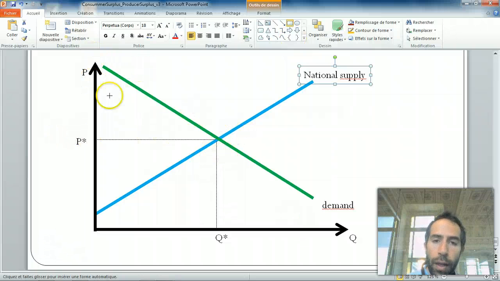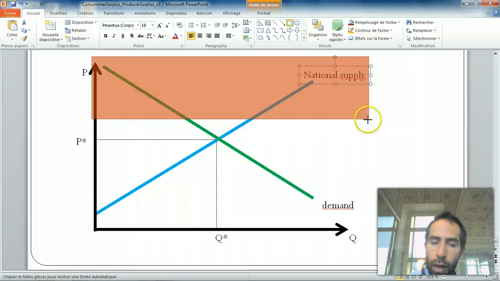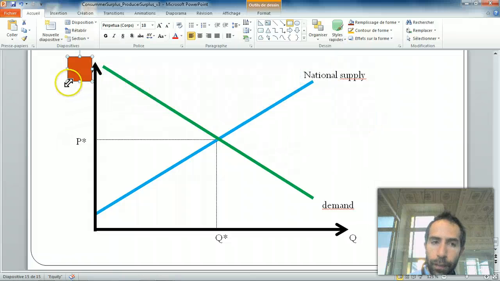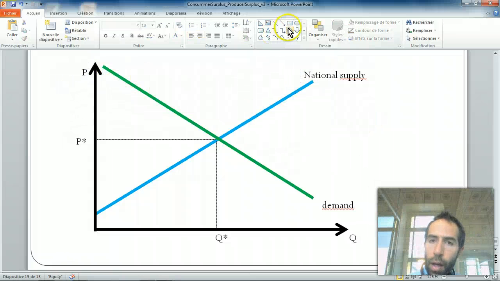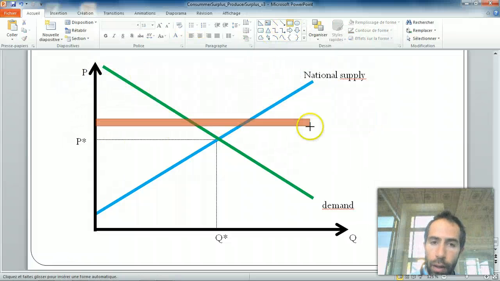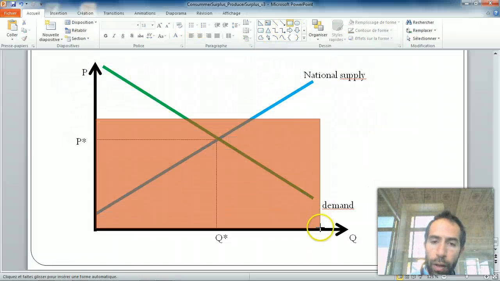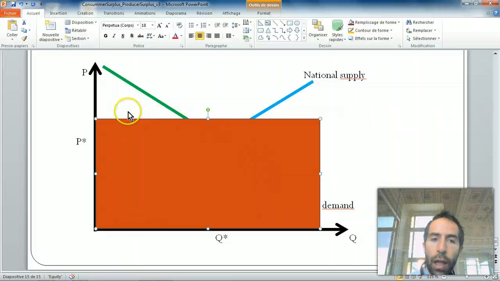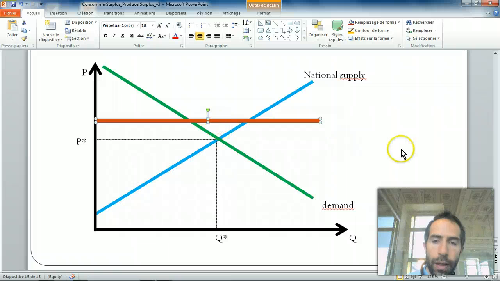So all this here is allowed, but all this here is forbidden. Now you are not allowed to sell at a lower price than the price floor, right? It's a floor, you can go above it, but you cannot go below it. Good. So this is kind of the price floor. What happens now at the price floor?